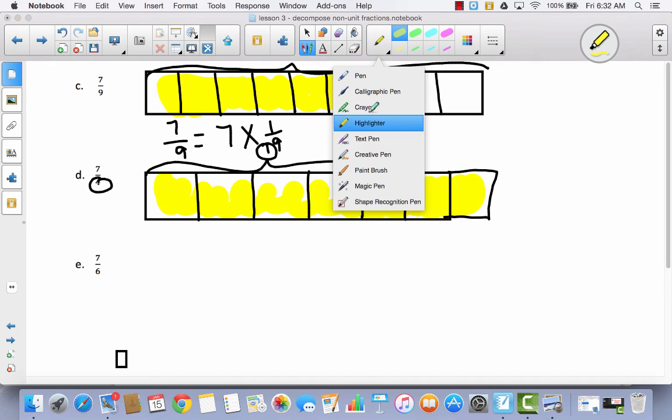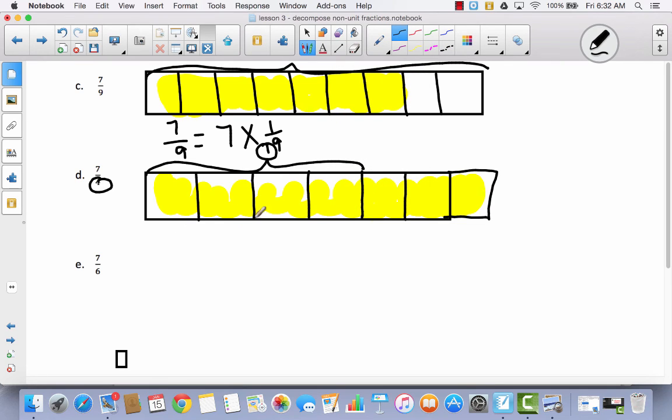And then we're going to write a multiplication sentence to represent this. So I think I'm going to do it down here. So I've got 7/4 equals 7 times 1/4. All right, so now we're going to try 7/6, and it's going to be very similar to 7/4 because it is actually greater than 1 whole.